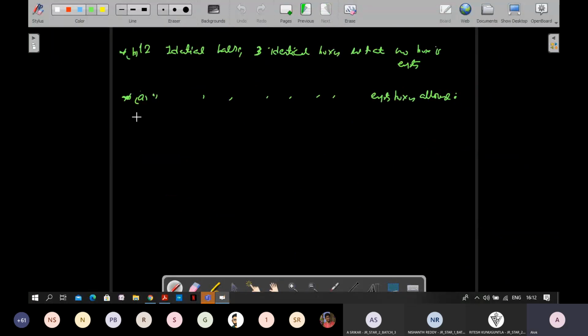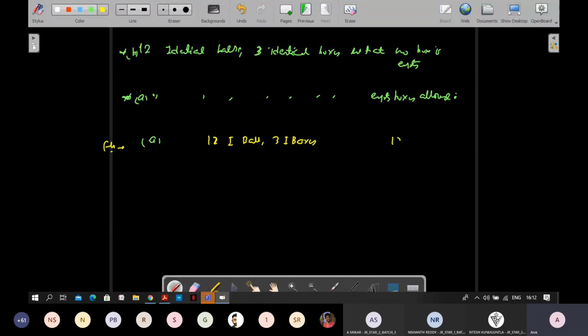So let me do the example of A first. Empty box is allowed, A. So understand carefully what you want here. Now the question is that 12 identical balls and three identical boxes. You want the number of ways.